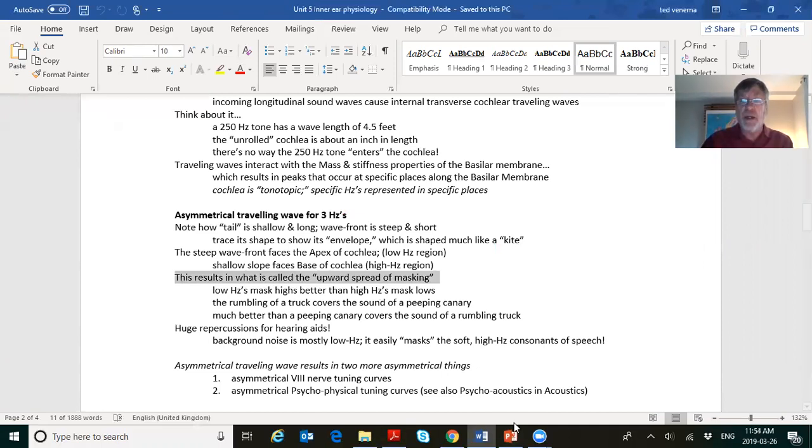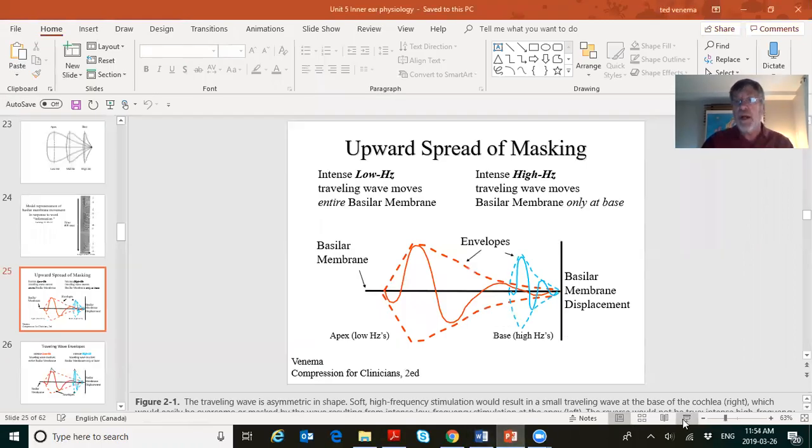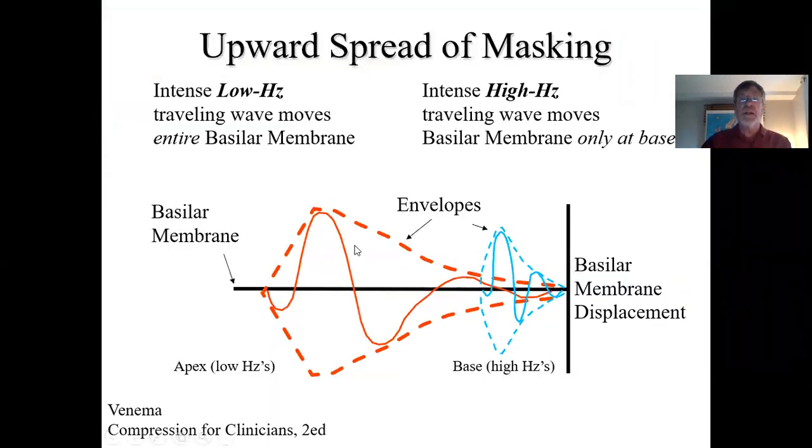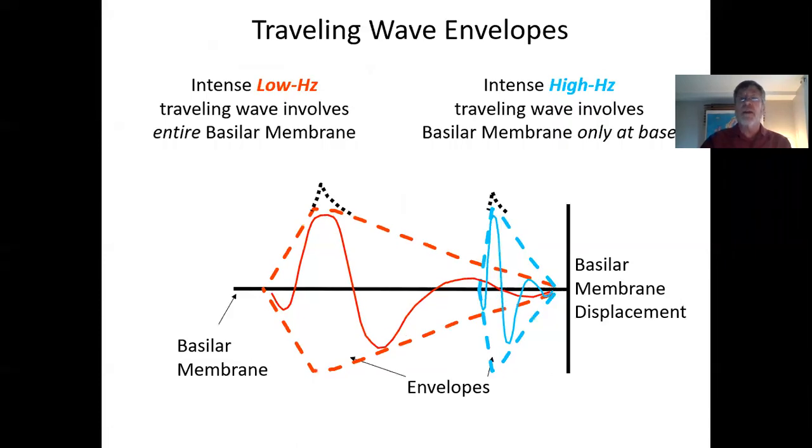Let's look at this now in a picture. Upward spread of masking. Here's a low frequency traveling wave envelope. The dashed lines are the envelope and the wave itself is shown solid. So here's a traveling wave caused by a low frequency sound. On the right, in light blue, is a traveling wave caused by a high frequency sound. Both are asymmetrical. Okay. And on the top of each wave, you will have a point. And that point is the action of the outer hair cells.